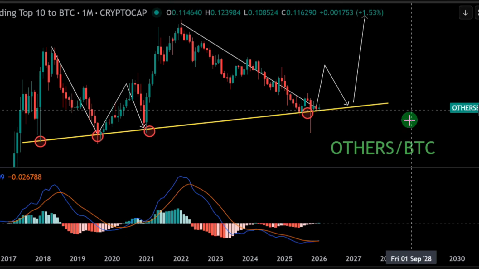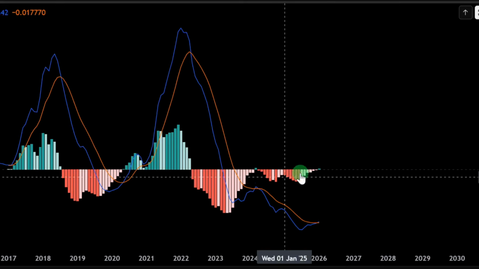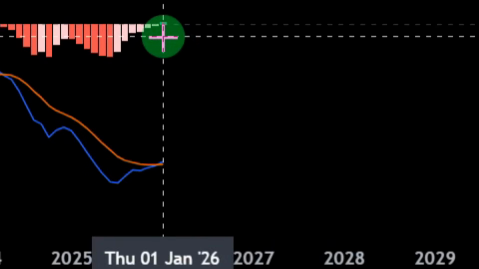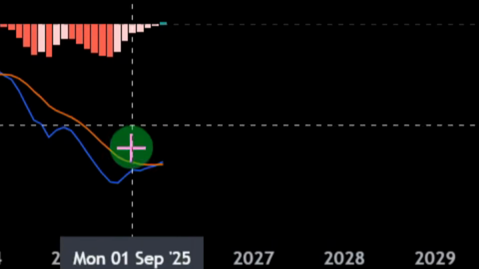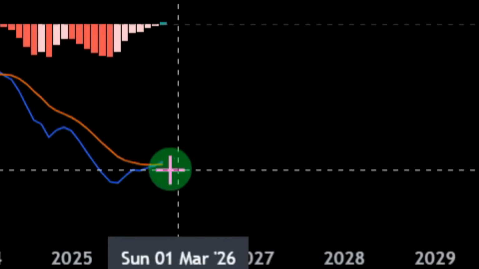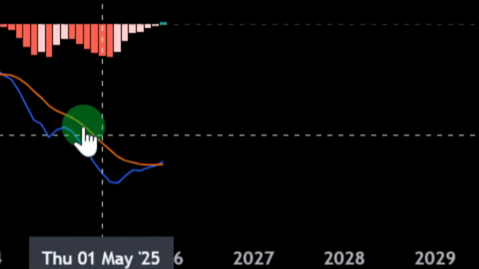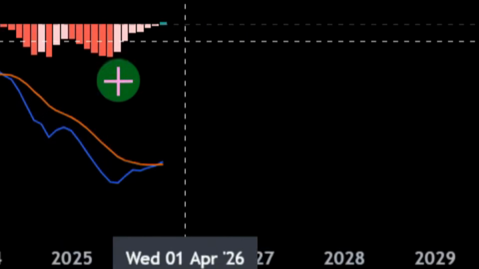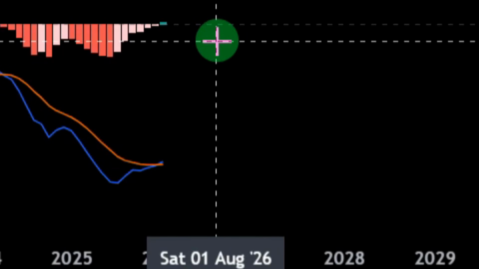If you're paying attention as well, the MACD indicator for the orders chart against the BTC pair just printed a bullish histogram. This is the first bullish histogram we've had in more than 24 months, more than 2 years. And the MACD line is now crossing above the signal line, which is the orange line. All these signs are indicators of a pump for Terra Classic.